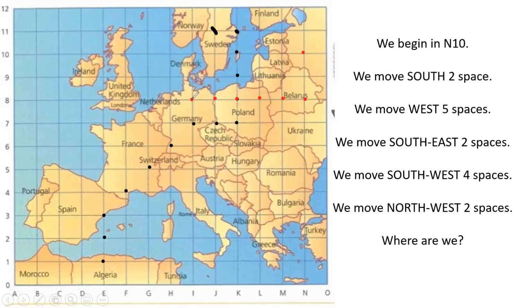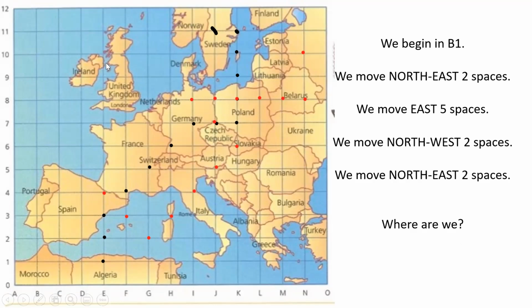We move southeast 2 spaces. 1, 2. We move southwest 4 spaces. 1, 2, 3, 4. We move northwest 2 spaces. 1, 2. We arrive here in Spain. Okay, final question. So pause the video here, have a go at doing this one, and then press play when you think you know the answer.